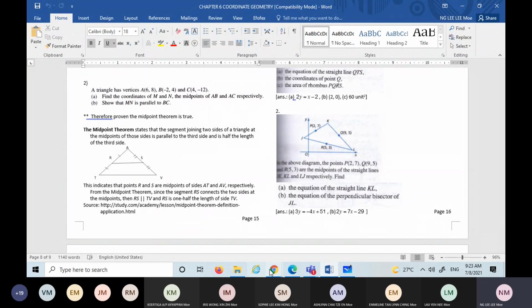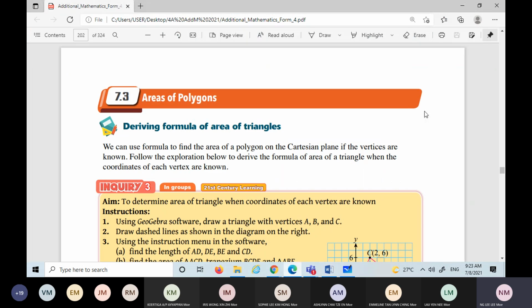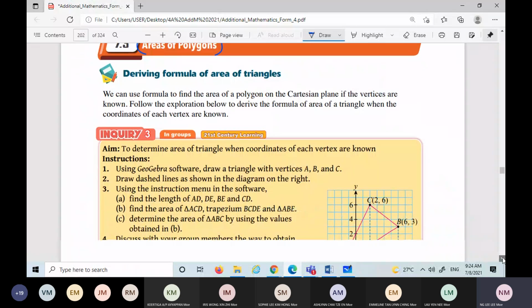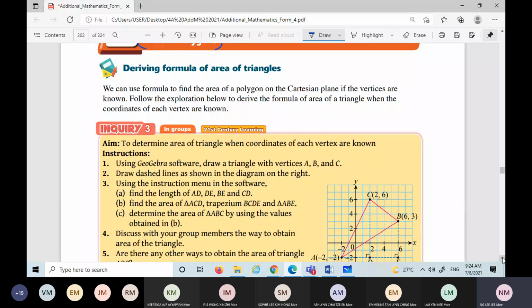Now we come back to the textbook. Today we have area of polygons. This is your index for today, section 8. We will derive the formula for the area of triangles.